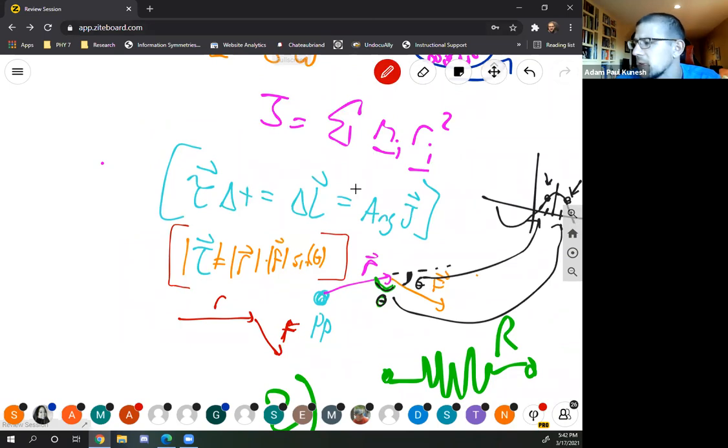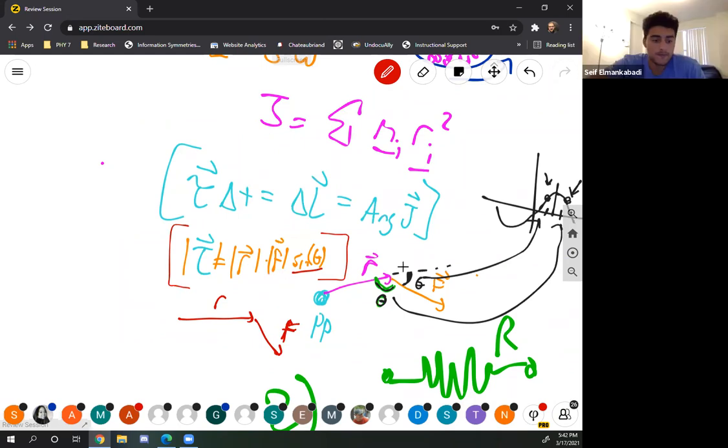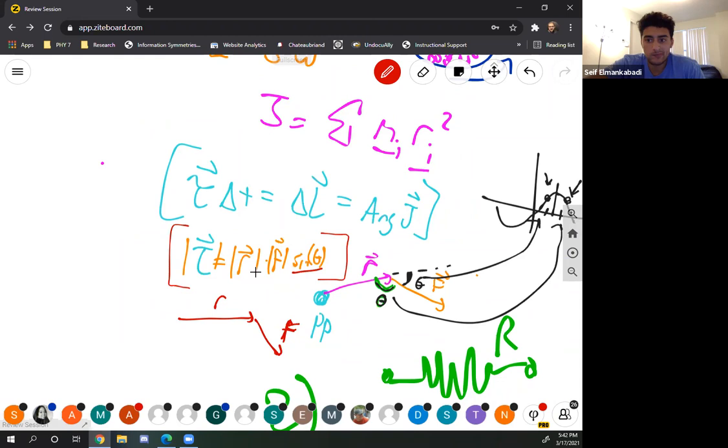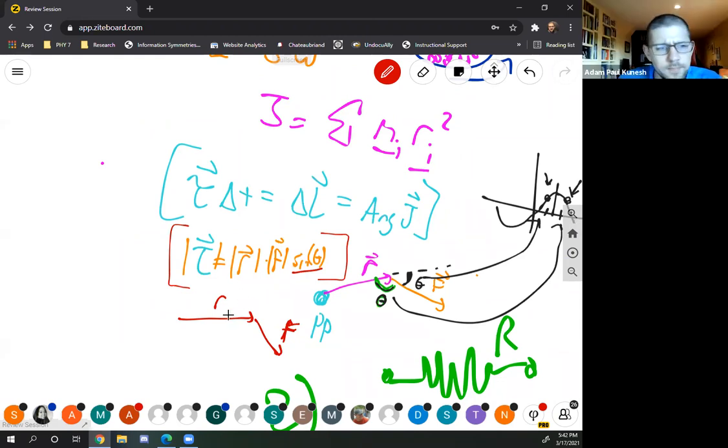So if they're perfectly perpendicular, then my angle is just 90, and it reduces to just R F. Yep. But if they're not perfectly perpendicular, then your theta comes into play. It alters the torque. It'll always make it smaller. So if my angle is not 90 degrees, then torque will only be a smaller number.